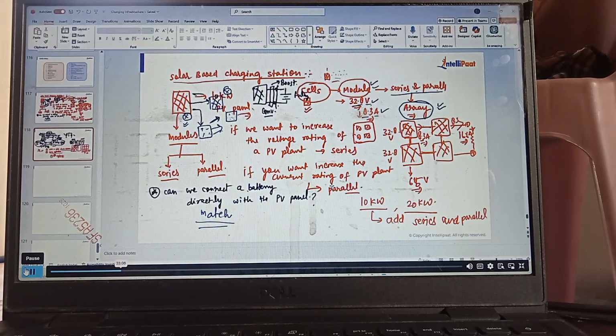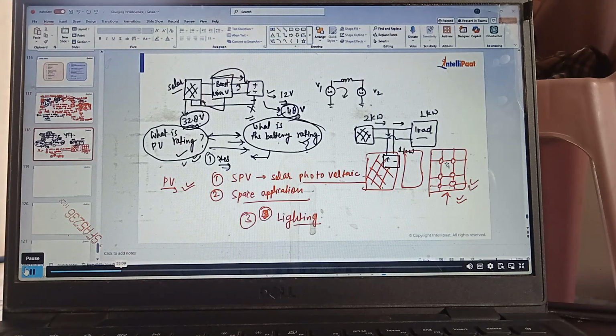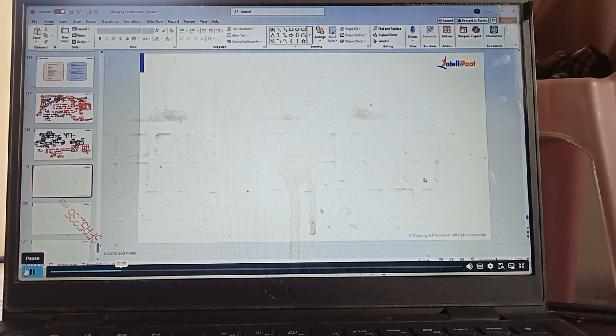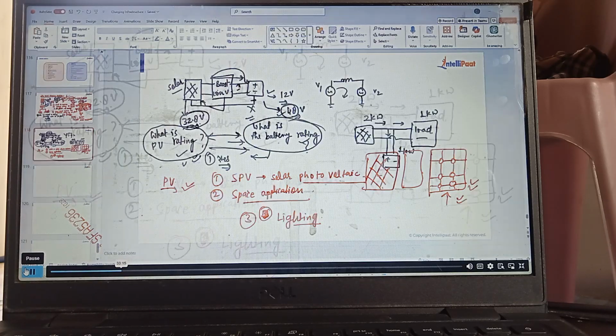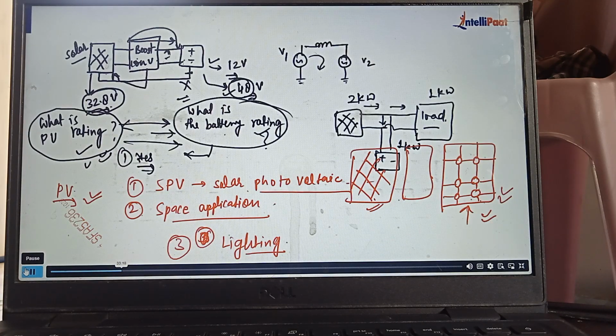we can connect a battery directly with the PV panel. But what I am telling you about this application of the PV array, we cannot connect a street light directly with the PV array. In daytime the battery is there, so we can charge the battery from the PV, and in night time we can have the LEDs connected with the batteries.